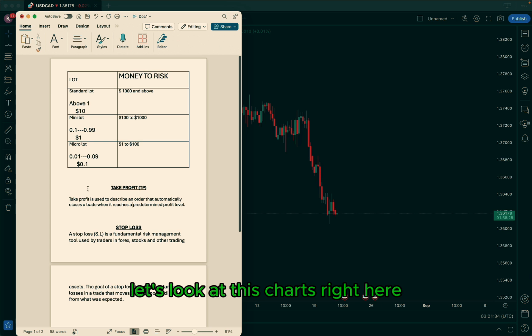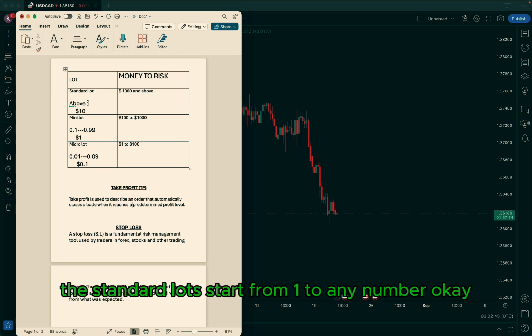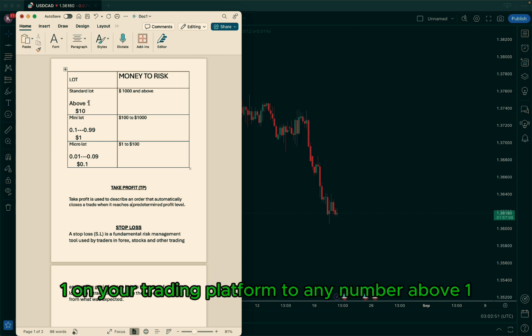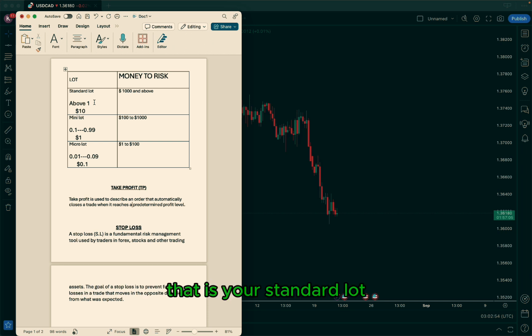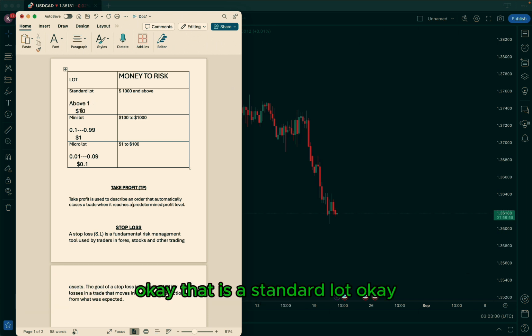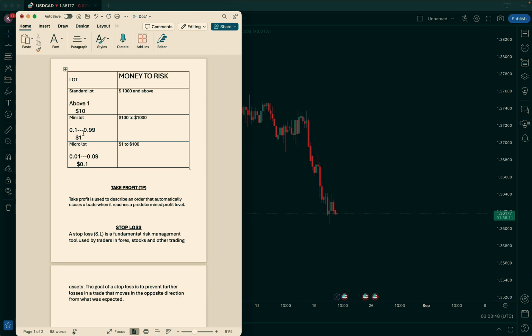Let's look at this chart right here. We know that the standard lot starts from 1 to any number. So if you enter 1 on your trading platform, or any number above 1, that is your standard lot. And the money involved with every pip movement is $10. Okay, that is the standard lot. The mini lot ranges from 0.1 to 0.99. So this 0.1 is our 1 mini lot, and this 0.99 is our 9 mini lots. The money involved with every pip movement is $1.